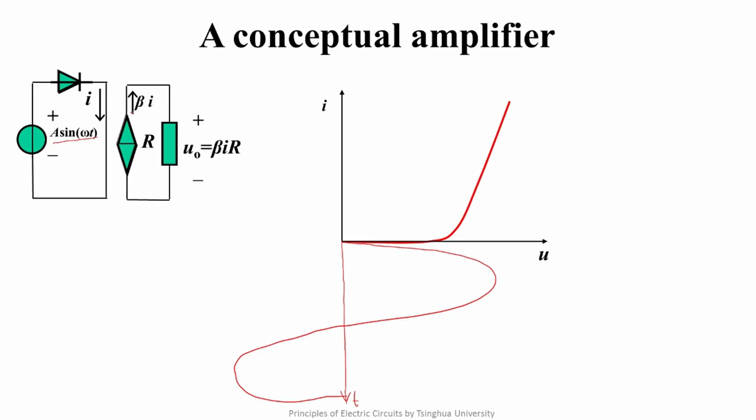Because we know the load side is a linear current-controlled current source, that is to say the voltage of the load is directly determined by the current here. We take a look at the output current of the diode, whether it is an amplified current or not, along with the input sine wave. Look, we also draw the time axis of the current.